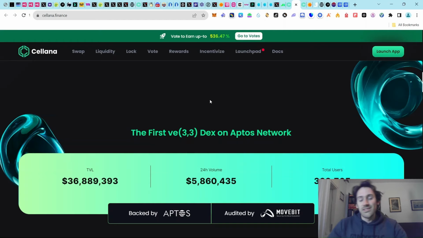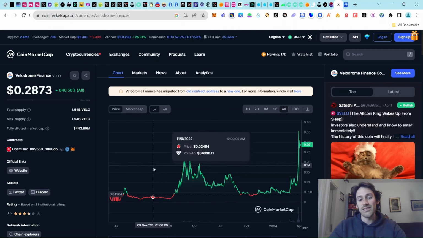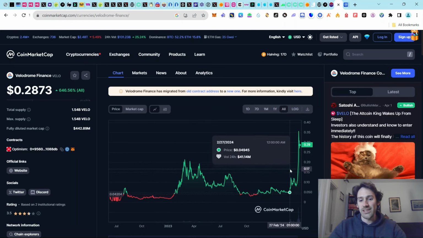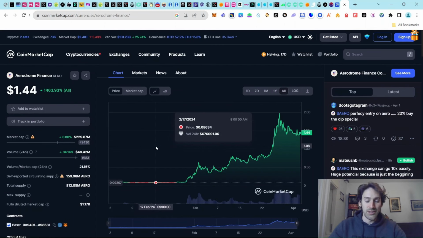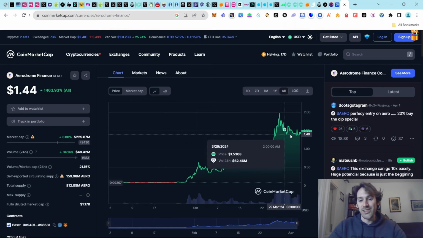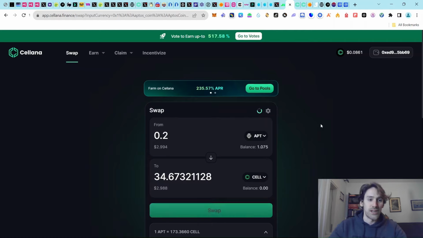Keep in mind that these V3.3 DEXs perform incredibly well in bull markets, and in bear markets, they crash even faster and more deadly. Examples of other very, very successful ones on other chains: the first Solidly fork on Optimism was Velodrome Finance. It has done incredibly well in the last couple of weeks. And you have the Velodrome fork on Base, which is Aerodrome Finance, which has also exploded, doing almost 30x using their own V3.3 mechanism.